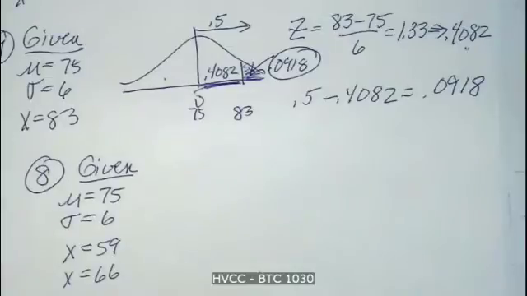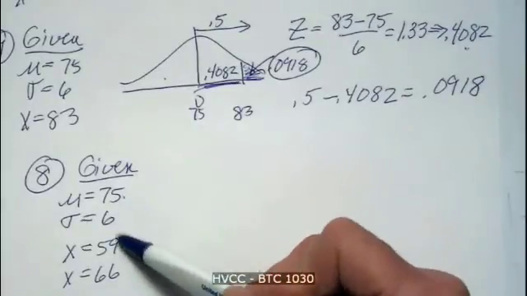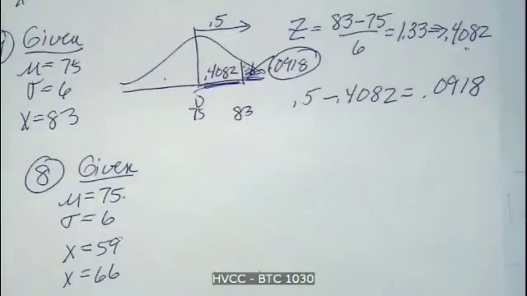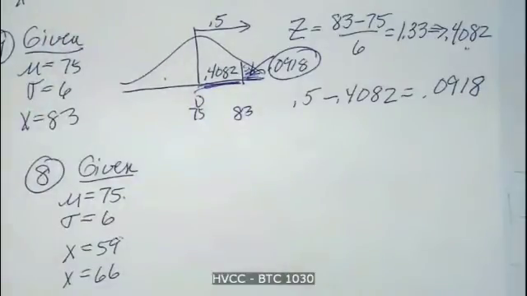By the way, on a test, I am going to give you a different mean than 75 and a different standard deviation than 6. I might give you a box of cereal that weighs 300 grams, or a tire that wears in 32,000 miles with a standard deviation of 1,000 miles, or an average salary of $11.50 with a standard deviation of 25. I'm not going to stick to this. I'm only doing this for demonstration purposes.